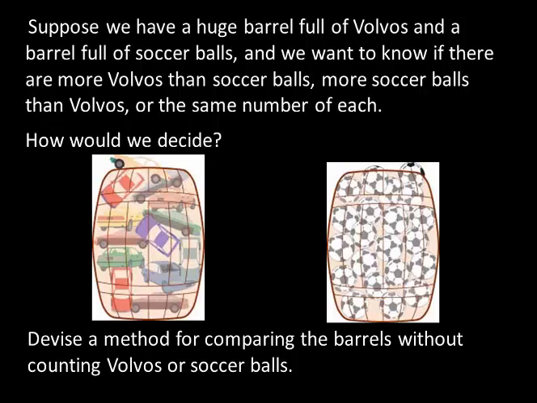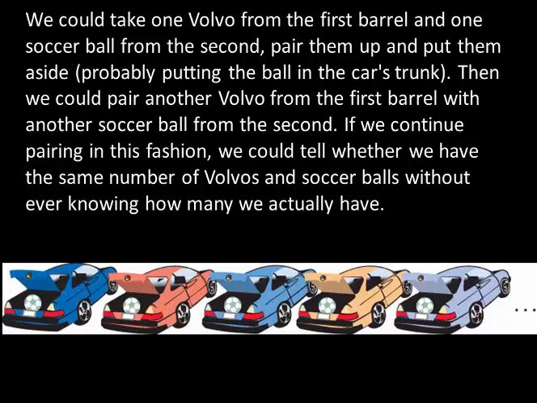We want to pair them up in a one-to-one correspondence and see if we could. So here you can picture it. We could take out one Volvo from the first barrel and one soccer ball from the second and pair them up. Put it in the trunk. Then we could pair another Volvo from the first barrel with another soccer ball from the second. And if we continue pairing in this fashion, we could tell whether we have the same number of Volvos and soccer balls without ever knowing exactly how many we have.